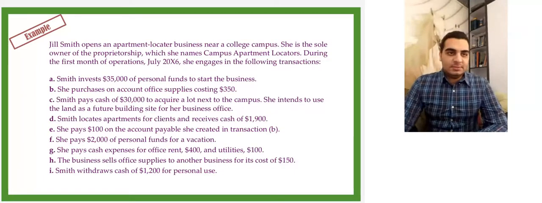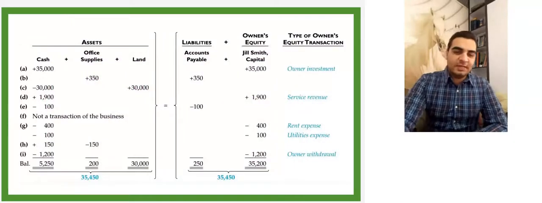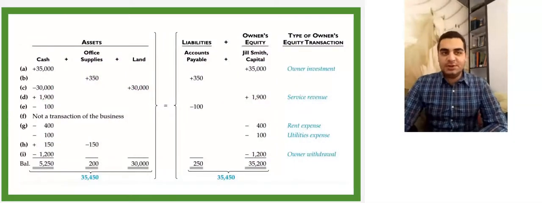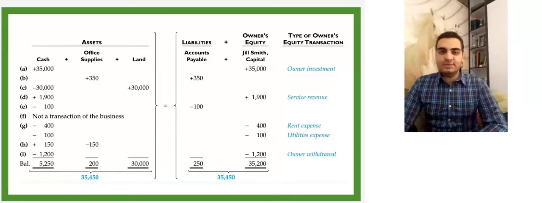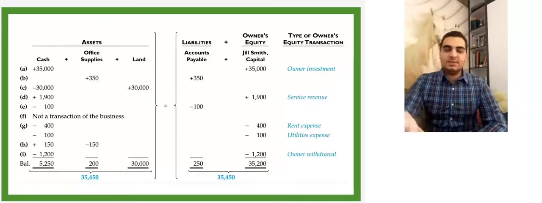And the next one, G, she pays cash expenses for office rent $400 and utilities $100. It's a payment for expenses. In other words, our cash decreases $400 and another $100. And on the other hand, our Jill Smith capital decreases by the same amount because we paid some expenses.